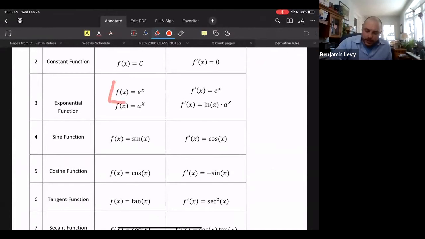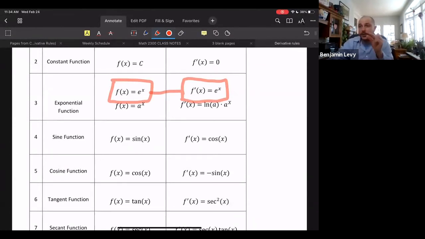So what this tells us is if we have the function e to the x and we take the derivative, it stays the exact same. It's the most amazing rule in all the derivative rules. You do nothing to an exponential function, which is super interesting if you think about what that means.